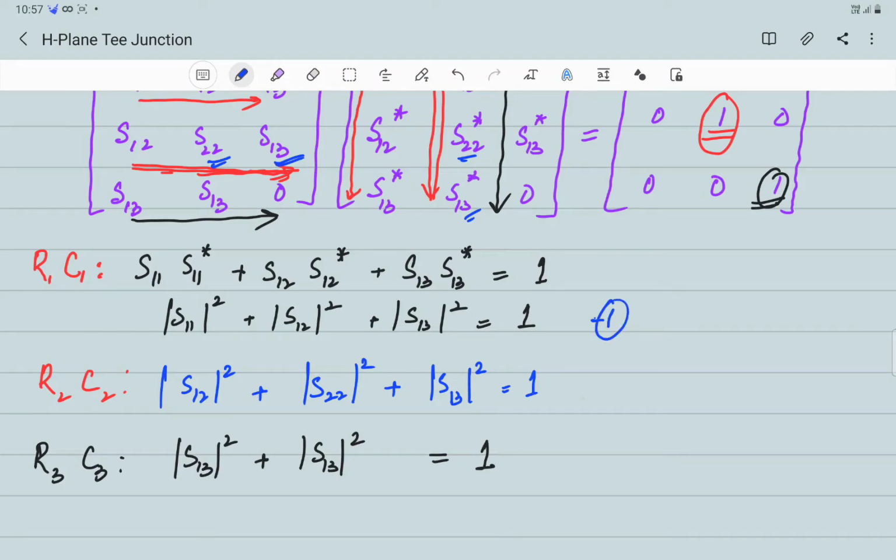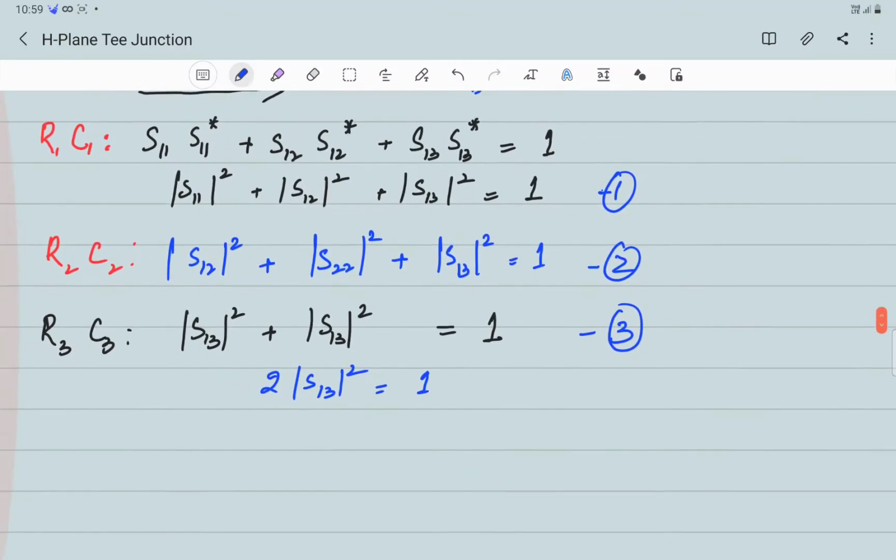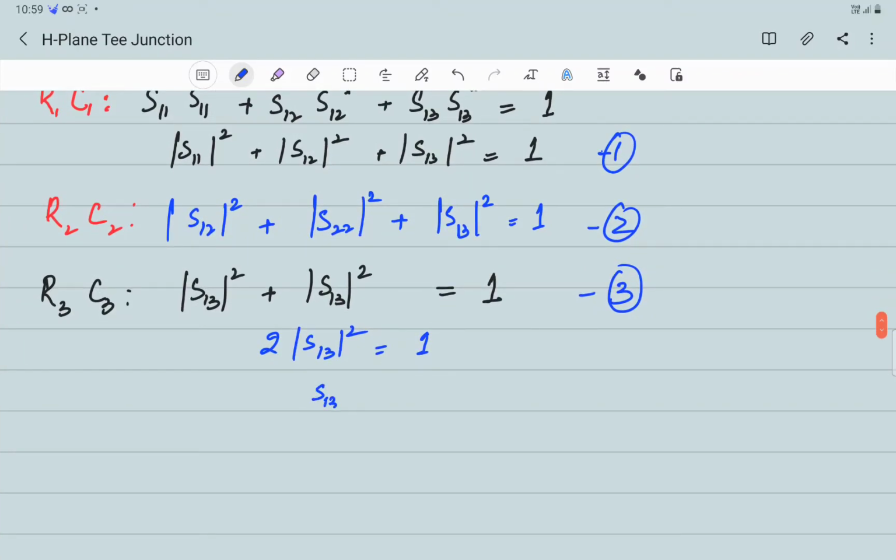We have equation 2 here. We have equation 3 here. So this means twice S13 square is equal to 1, which means S13 square is equal to 1 by 2, or S13 is equal to 1 upon root 2.